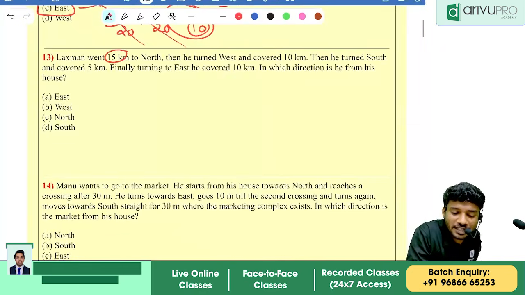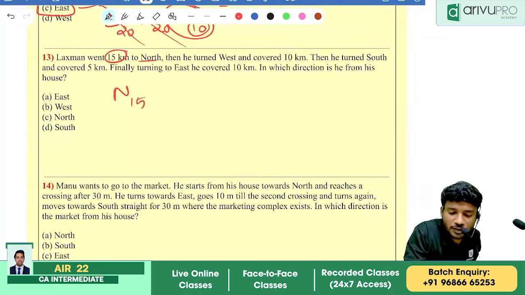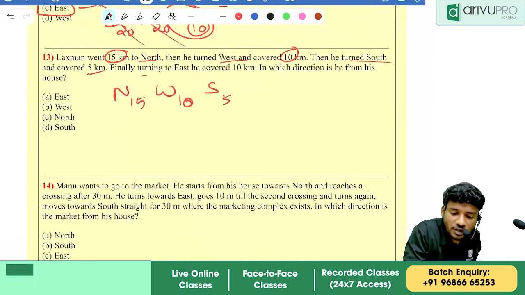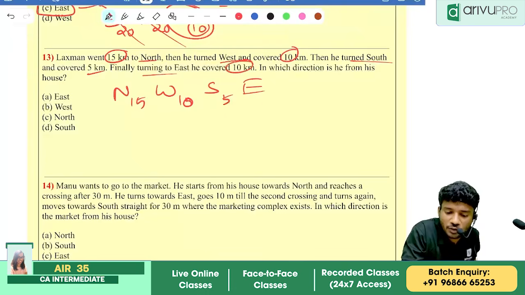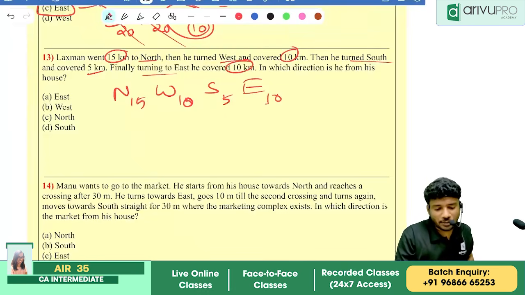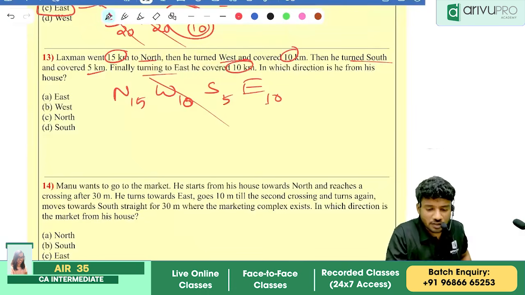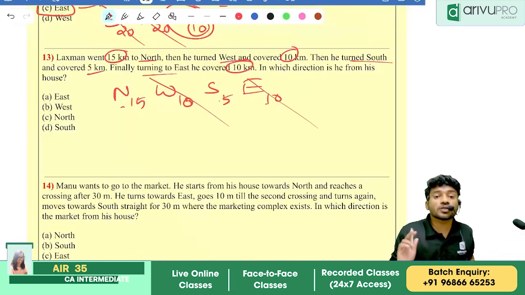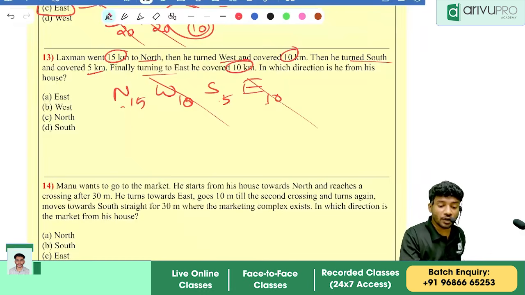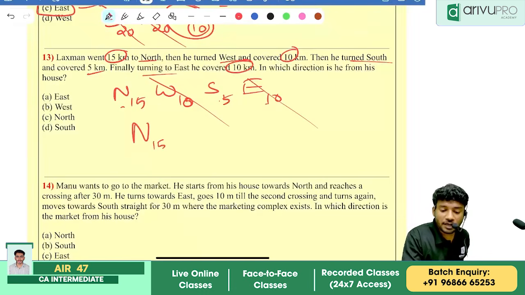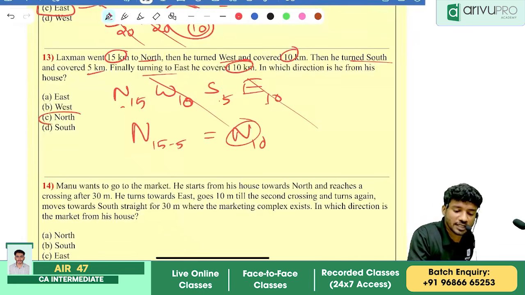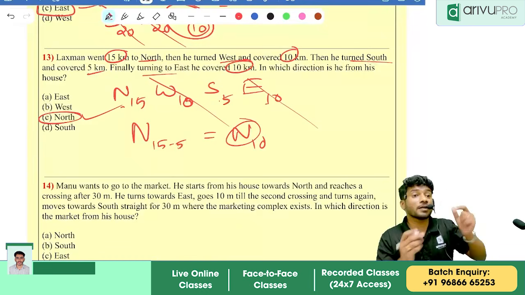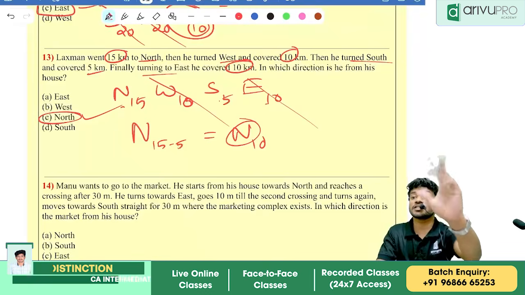Lakshman went 15 km north, then turned west, how much? 10. Then he turned south, covered how much? 5. Finally turned east and covered how much? 10. You tell me. West and east got cancelled. North and south are opposite, but which is a bigger one? North. 15 minus 5, which is how much? North 10 is remaining, which is the direction then. North is the answer, but what is the 10? 10 is the shortest distance.